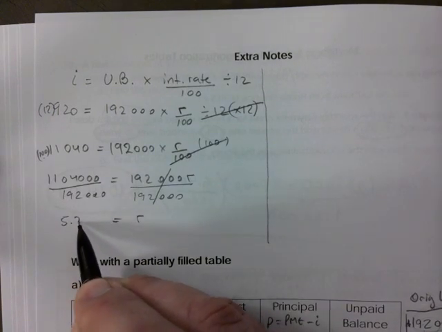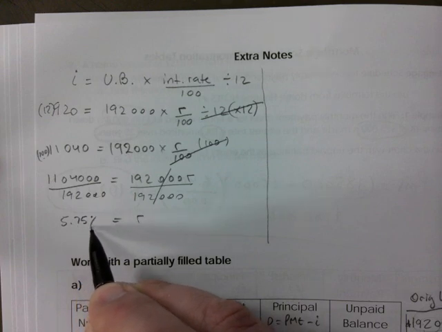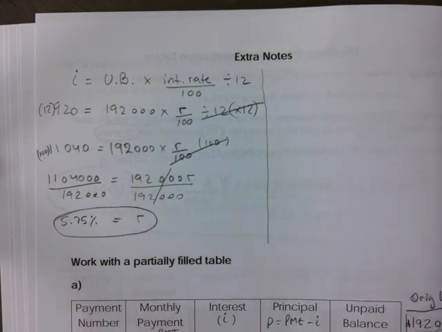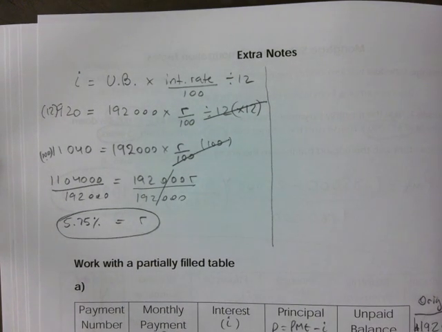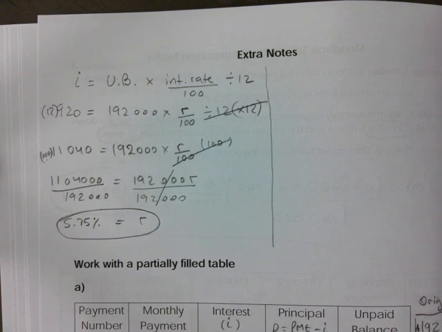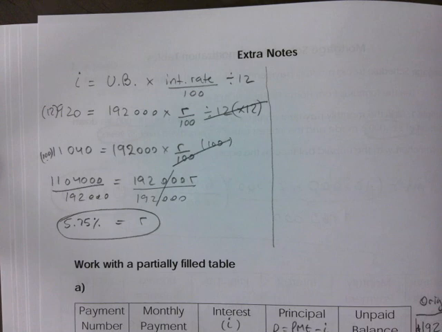Is that what you said, MJ? Okay. That rate as a percent is 5.75. So yeah, a lot of steps for that one. I'm curious, how did you do it? Did you kind of follow this? Okay. I'll look at it in a bit.